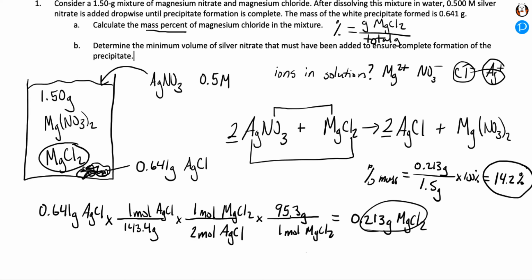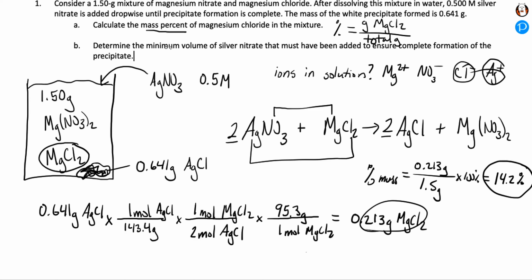So that is the percent by mass of that 1.5 grams. Out of that 1.5 grams, 14.2% of it is MgCl2. So that answers the first part. That's the mass percent.